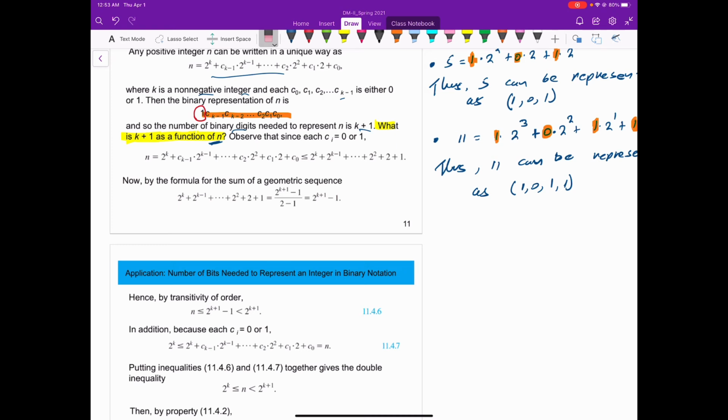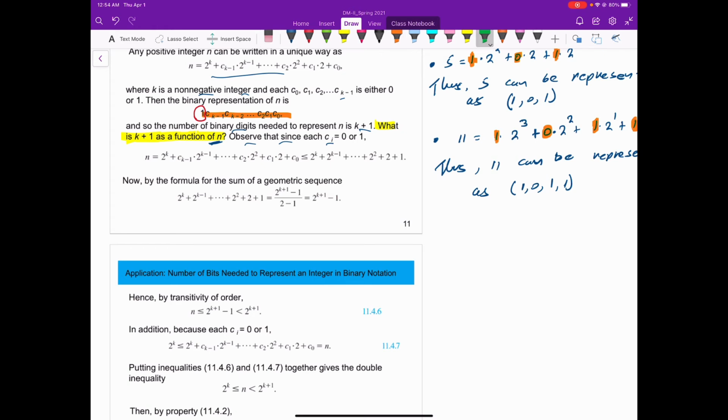For that, we're gonna make two inequalities here. Observe that since each ci equals 0 or 1, we have this condition. You could write n like this, that we have done already. You could replace all these c values by 1, because c's are either 1 or 0. If you just replace them by the largest possible, then you get this series, but you have to replace the sign with greater than or equal to. Okay, it is greater than or equal to. Let me emphasize it.